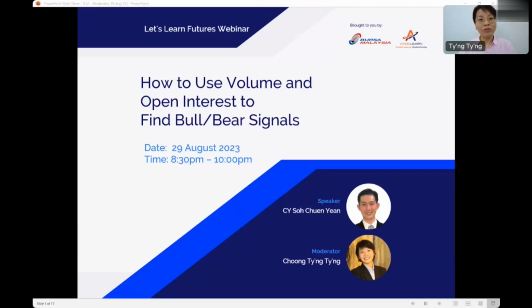Now, our topic for today is how to use volume and open interest to find bull and bear signals. I believe many of you have heard of volume before, but maybe open interest is a very new term to you. So our speaker for today, CY Saw, is going to explain how to use volume and open interest to find your bull and bear signals.